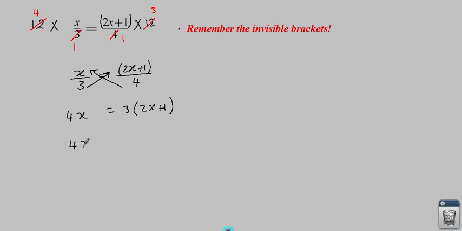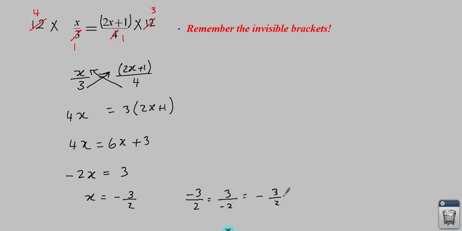This is 4x equals 6x plus 3. And let's say we take the 6x to the left-hand side, even though it will give us a negative coefficient. Mentally, you can see that it becomes negative 2x equals 3, and therefore x equals negative 3 over 2. Remember, this can be written as negative 3 over 2, or 3 over negative 2, or negative 3 over 2. They're all the same.